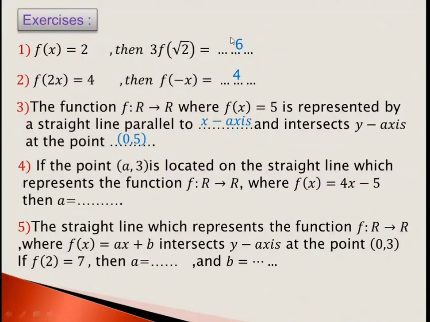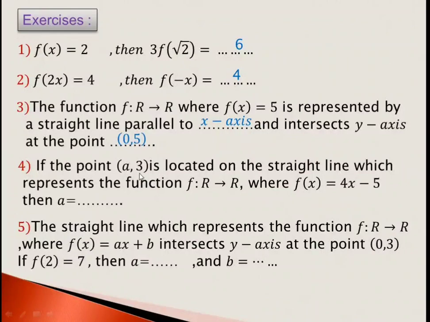Number 4. If the point (a, 3) is located on the straight line which represents the function f from the set of real numbers to the set of real numbers, where f of x equals 4x minus 5, then a equals what?